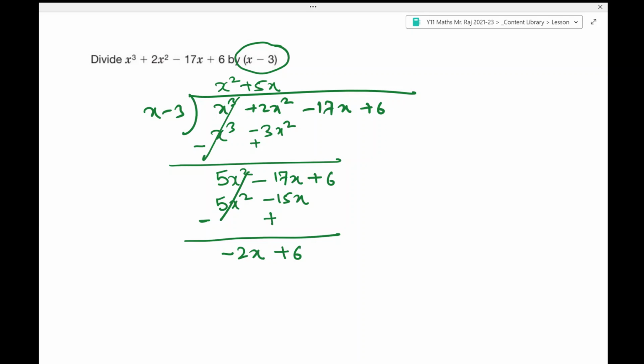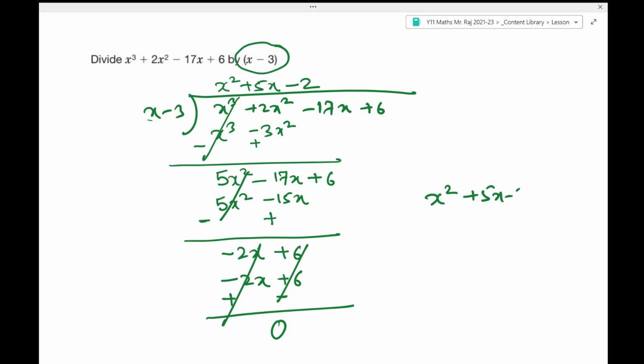Now, what term or what number multiplied by x minus 3 will give me minus 2x? I just have to look at this x and the term over here, negative 2x. By what should I multiply it? Minus 2. You will have negative 2x and positive 6. Again, I will be subtracting. This negative will become positive. This positive will become negative. Subtract, you will get 0. Your quotient is basically x squared plus 5x minus 2.